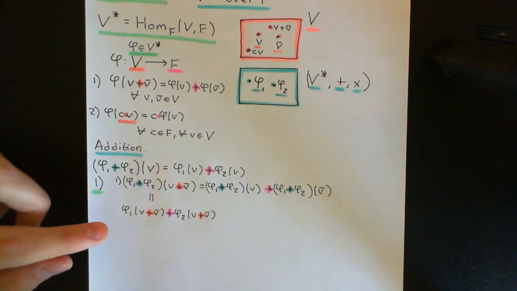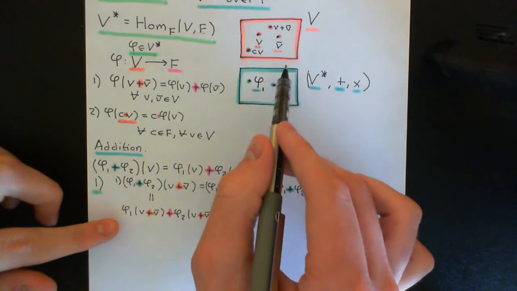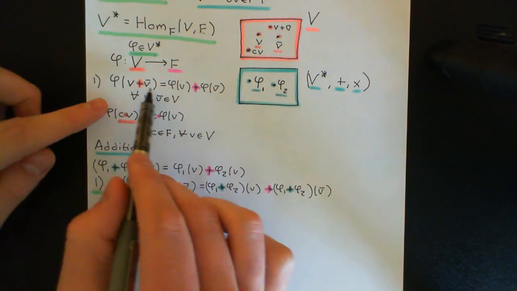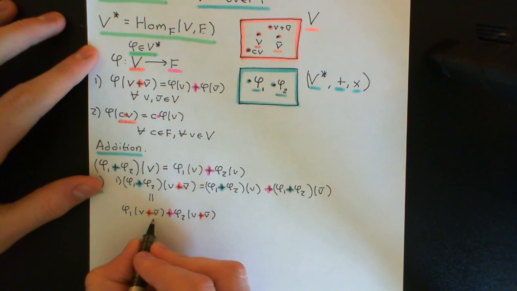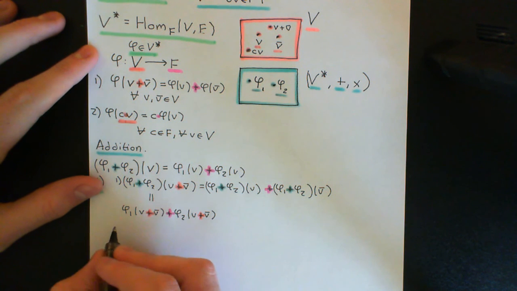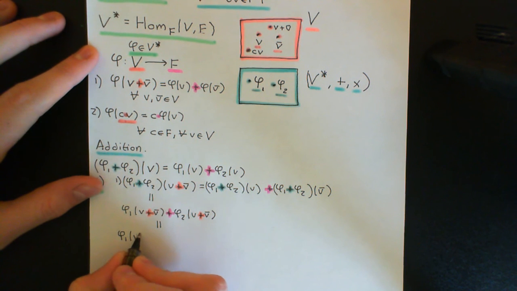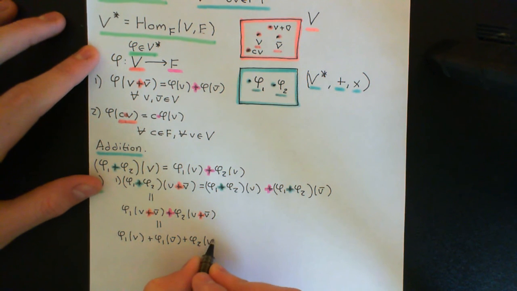But now what I can do is apply the fact that phi1 and phi2 are both from the original dual space here, and therefore they are linear maps. Okay, they obey this criterion. Okay, so I can split phi1 of v plus v bar into phi1 of v plus phi1 of v bar, and the same for phi2. So let's do that. Okay, so this will become phi1 of v plus phi1 of v bar plus phi2 of v plus phi2 of v bar.